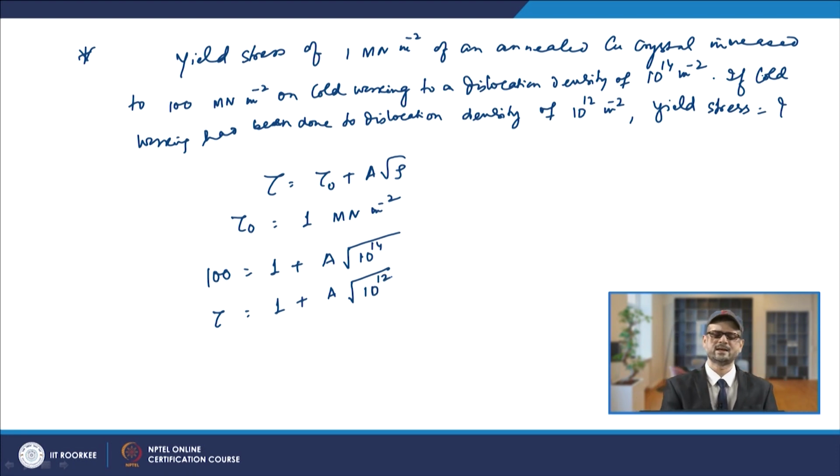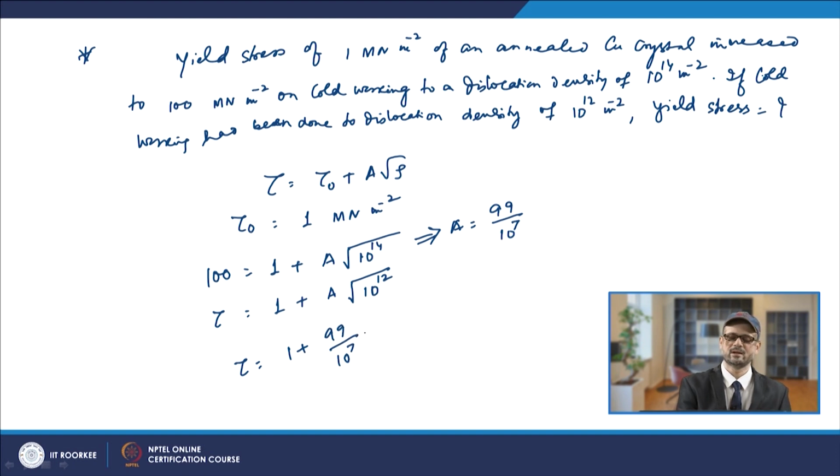So, certainly it will be lesser than this value, and you can solve these two equations and get the values. From the first equation you will get A as 99 upon 10 raised to the power 7. So, you can use it in this formula. Tau will be 1 plus 99 by 10 raised to the power 7 into 10 raised to the power 6. So, it will cancel, and it will be 1 plus 9.9. So, it will be 10.9 mega Newton per meter square.